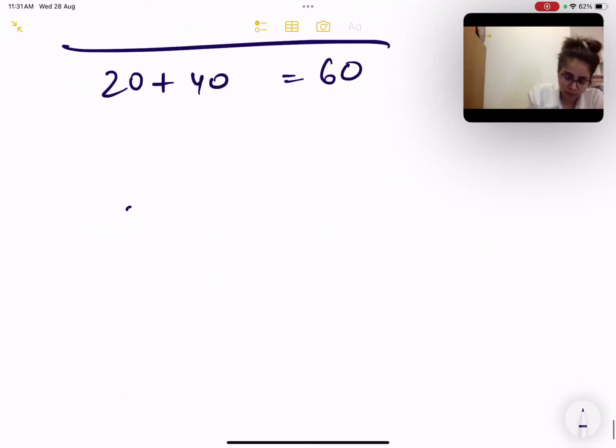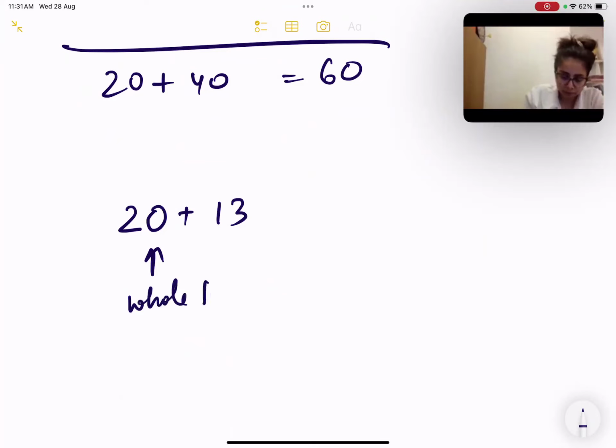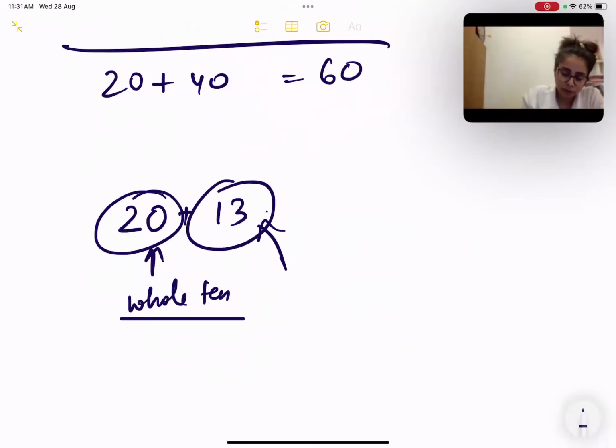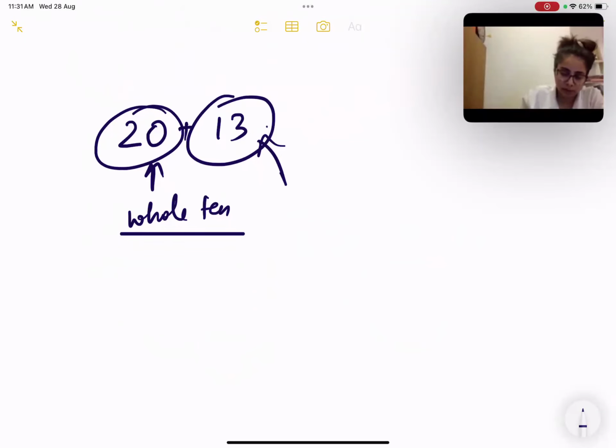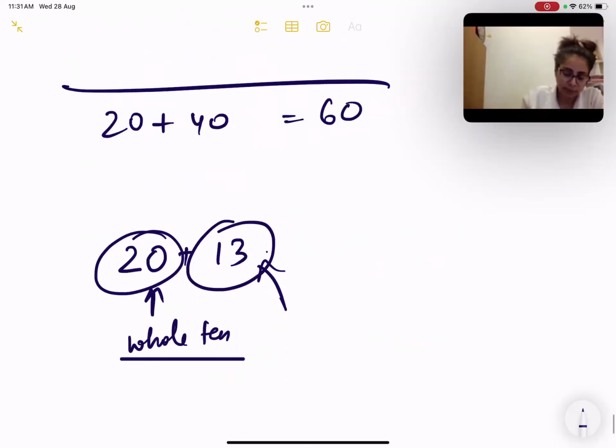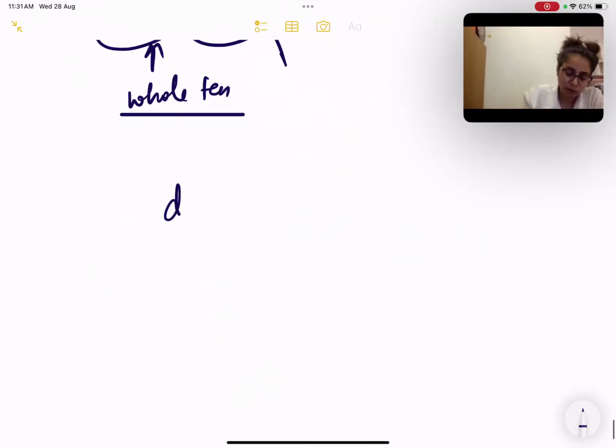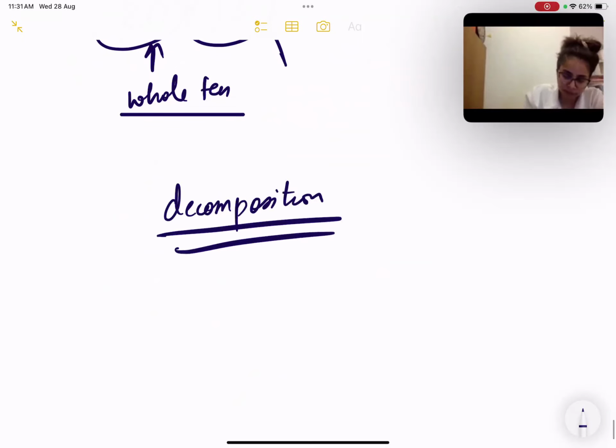Now slowly move on to a 20 plus a 13. Mind it, one of my numbers will always be a whole number, like a whole 10. One will be a whole 10 and the other is going to have some number in its ones place. How to teach this to a child? We'll ask them to break a 10, or divide the 10 and whole, and that's where the concept of decomposition comes into play. These are just terms, don't get overwhelmed here.